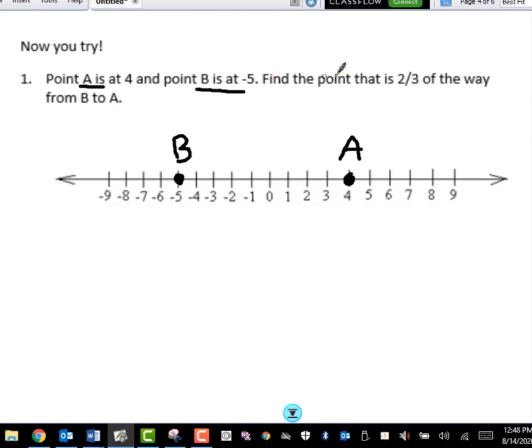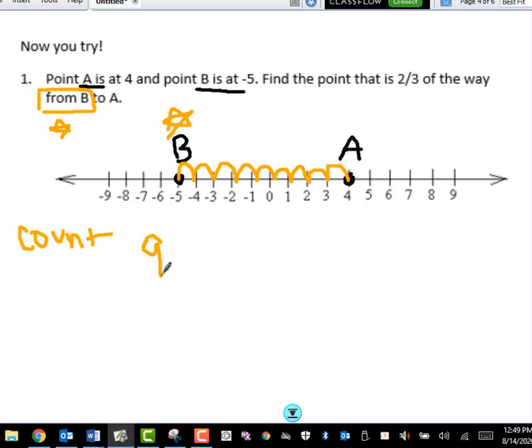Now we continue reading. Find the point that is 2/3 of the way from B to A. So which point am I starting at this time? Well, I can see it said from B. That tells me that's my start. So I'm going to star B because that is my starting point. So now we know the next thing is I'm supposed to count. So when I start counting, I'm going to start at B and I'm going to count 1, 2, 3, 4, 5, 6, 7, 8, 9. So the distance between B and A is 9.